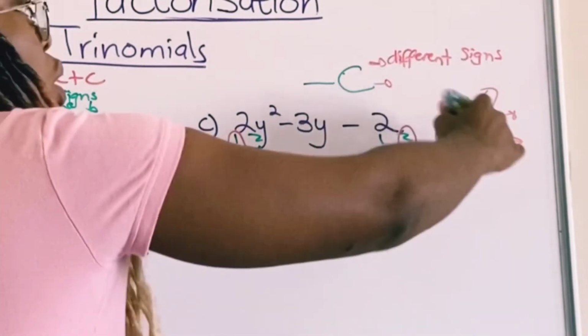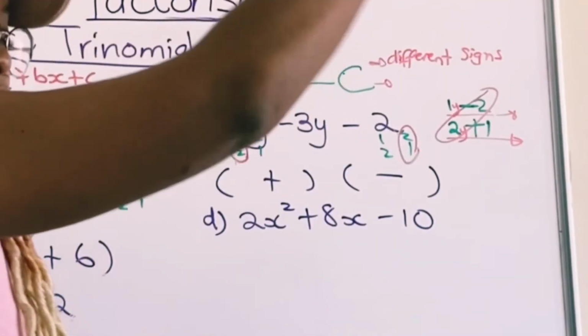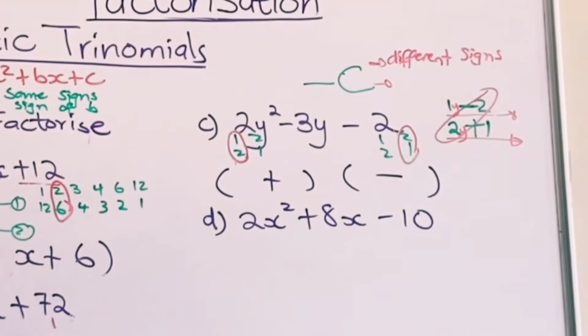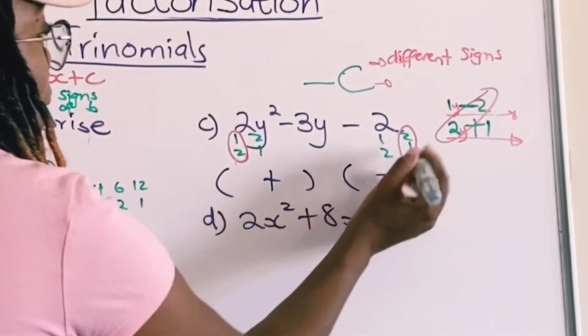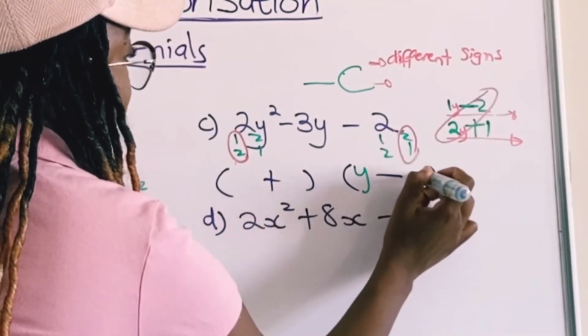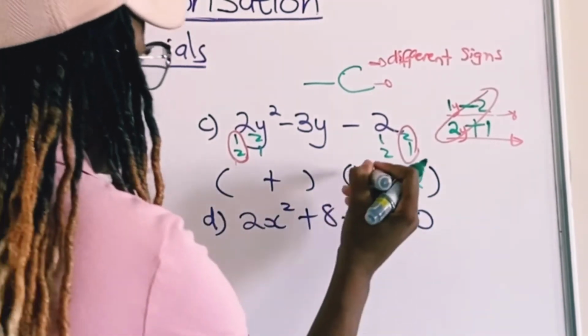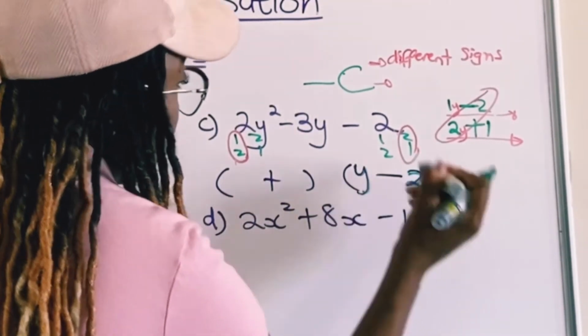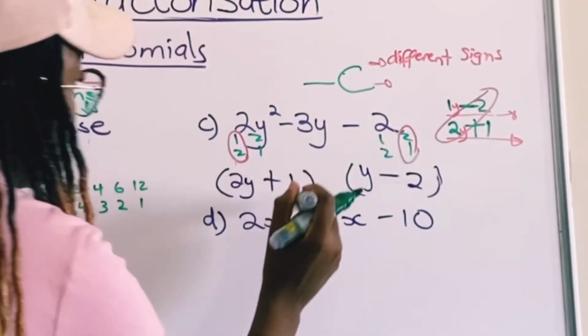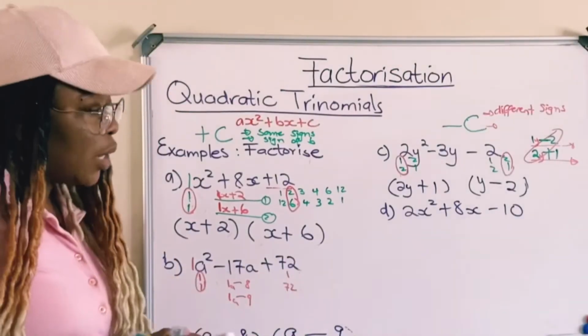The moment you go and say 1y plus 2 when it's supposed to be 1y minus 2, you're going to be wrong. So when you come and write here, the one with the minus is the y minus 2. So I'm going to change that to the y minus 2. And this one is the 2y plus 1. And I'm done.